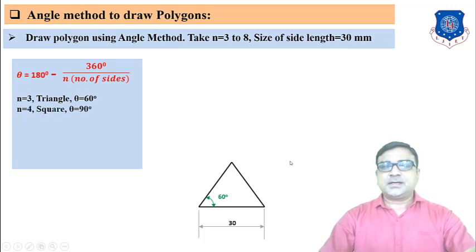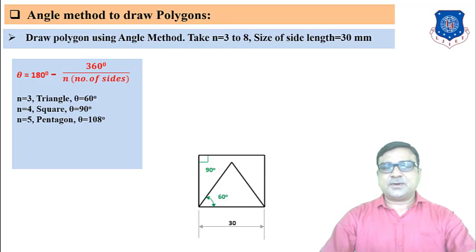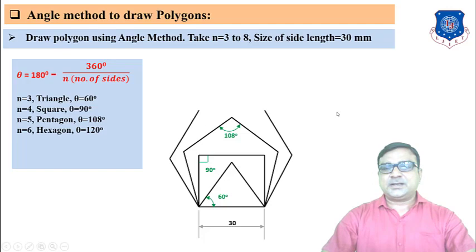If the number of sides is 4, then it is known as a square. For that, theta is equal to 90 degrees. You can draw with the use of 90 degrees, 4 sides. If the number of sides is 5, a pentagon, the included angle of that polygon is 108 degrees. You can take 108 degrees between these two sides. For the hexagon, it is 120 degrees.